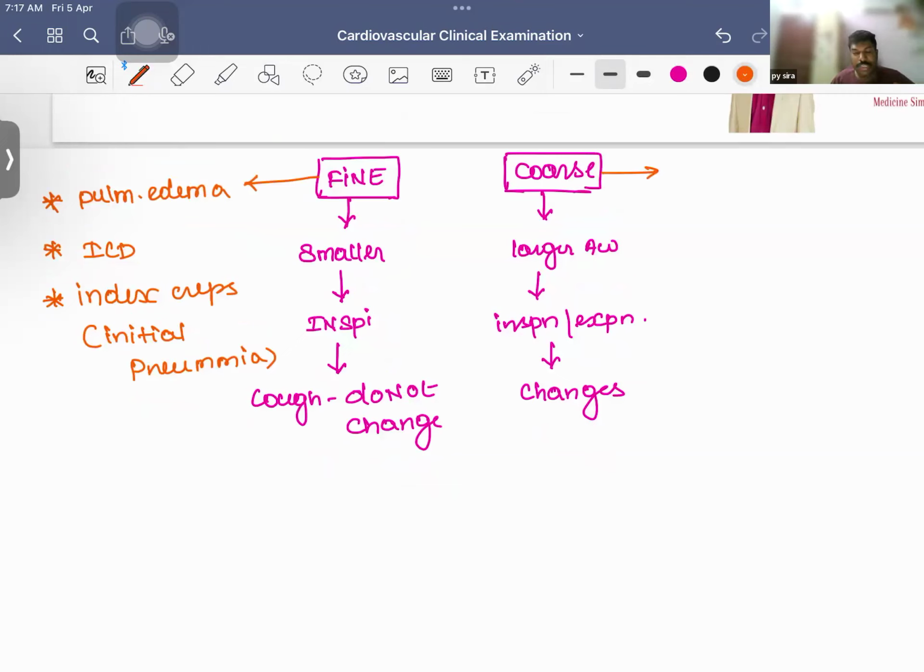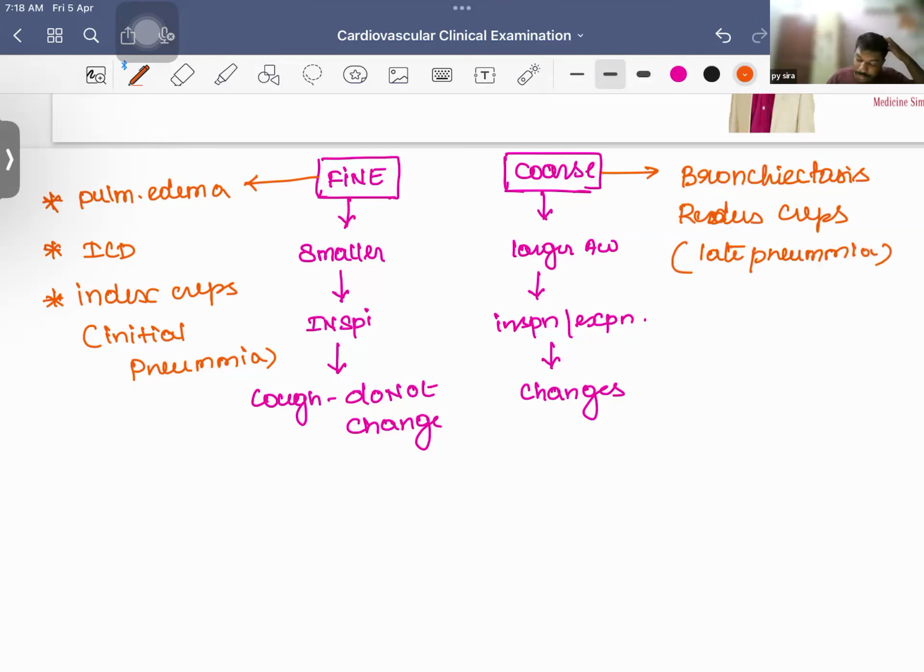Where will you get coarse crepitations? Coarse crepitations you usually get whenever the patient has bronchiectasis. Then resolving crepitations, meaning towards the recovery, the late phase of pneumonia. In the late phase of pneumonia, you get resolving crepitation. So these are very, very important things.